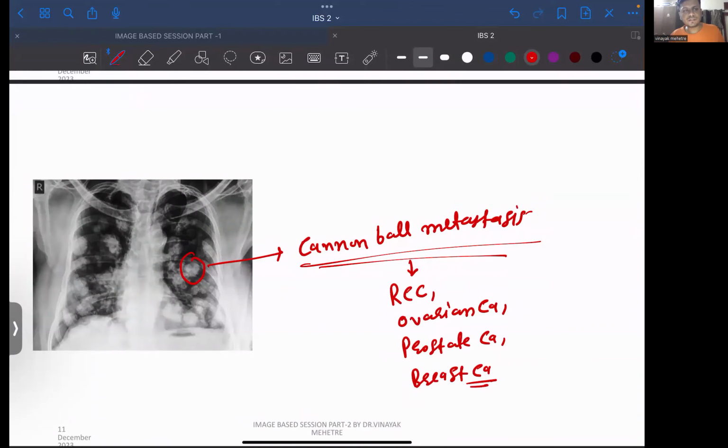Remember, sarcoidosis is every time a diagnosis of exclusion. Whenever any case comes, before marking sarcoidosis, remember, if you are not able to decide whether the rest of the three options are the answer or not, then only go for sarcoidosis. Sarcoidosis is always going to stay as a diagnosis of exclusion. Before marking, think twice whether it is sarcoidosis or not.